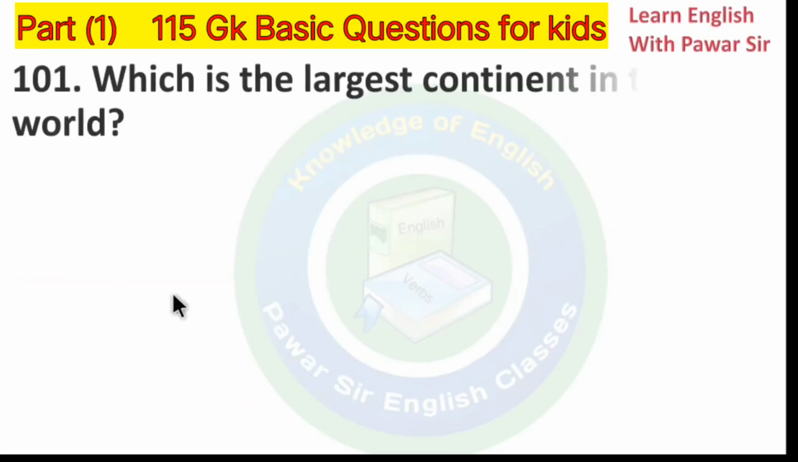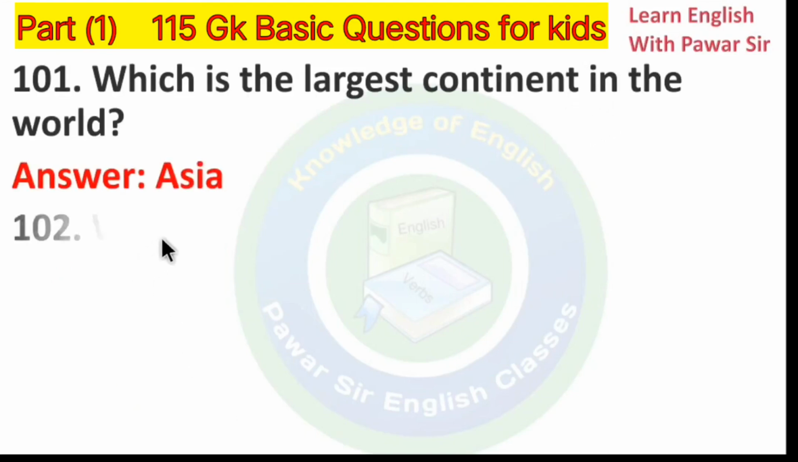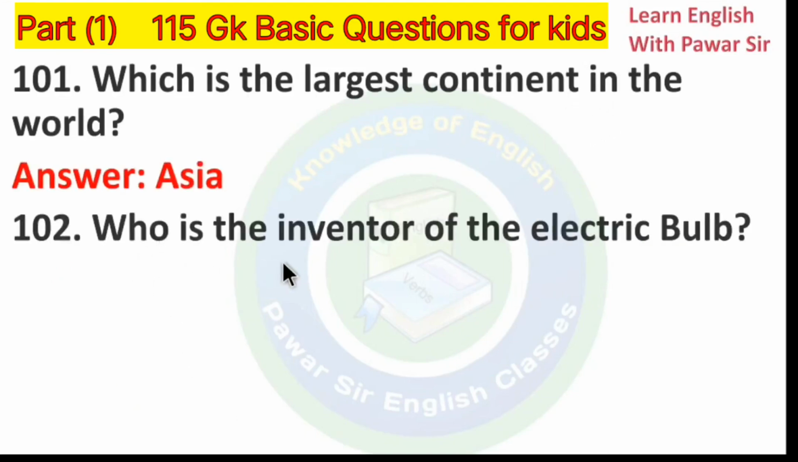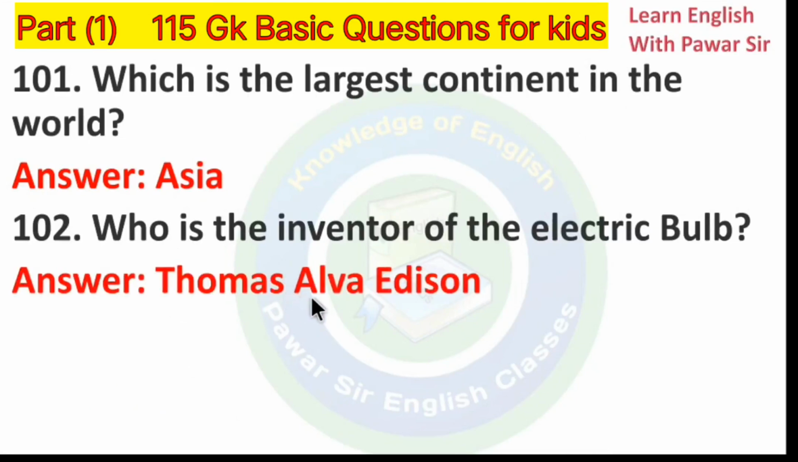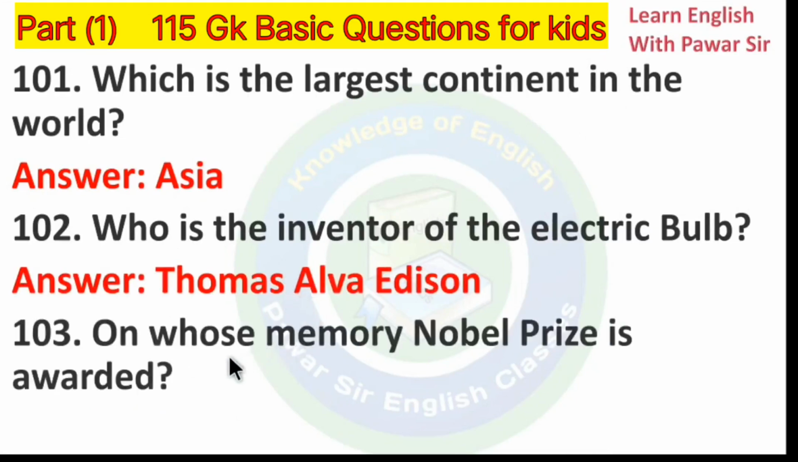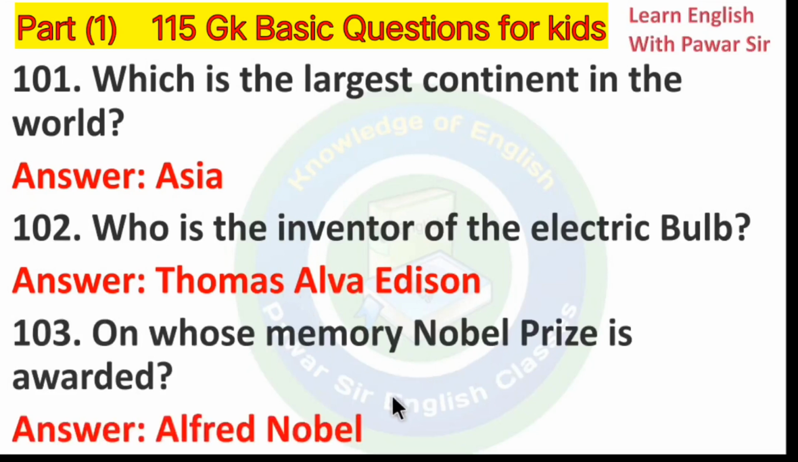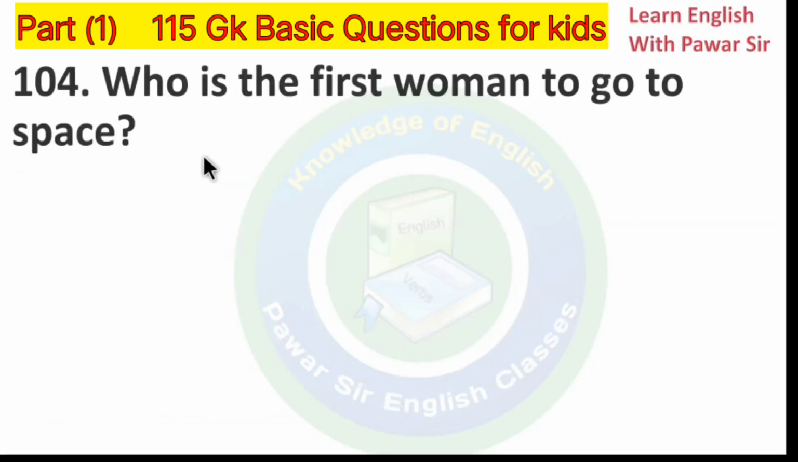Which instrument is used to measure pressure? Barometer. Which is the largest continent in the world? Asia. Who is the inventor of the electric bulb? Thomas Alva Edison. In whose memory is the Nobel Prize awarded? Alfred Nobel. Who is the first woman to go to space?